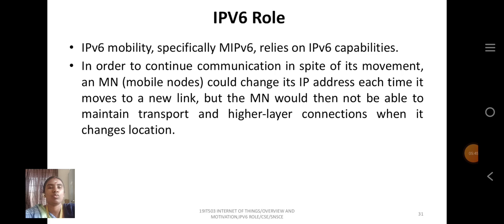IPv6 role is IPv6 mobility. Specifically, MIPv6 relies on IPv6 capabilities to continue communication in spite of movement. A mobile node, MN, could change its IP address each time it moves to a new link, but the mobile node would then not be able to maintain transport and higher layer connections when such a location change occurs.